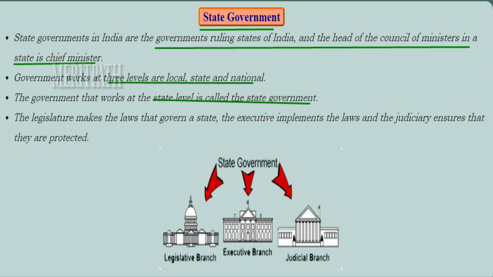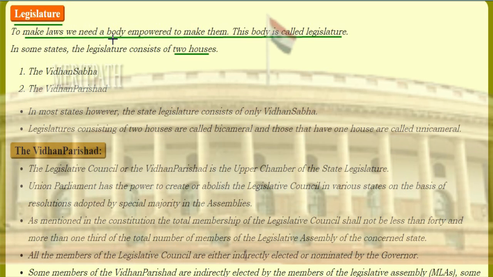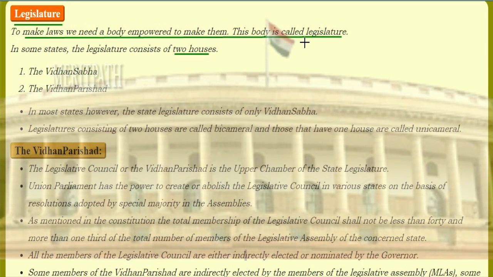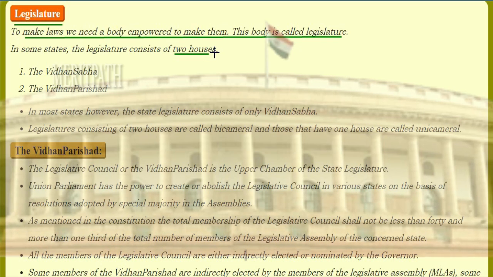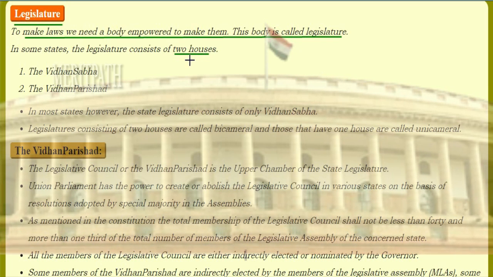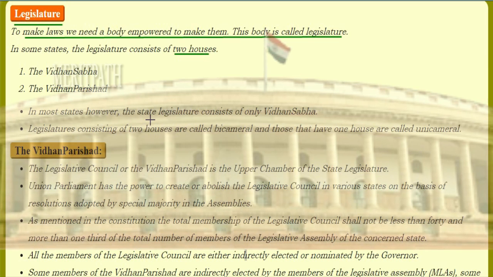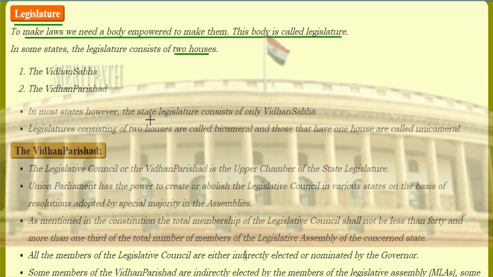So the state government is divided into legislative, executive and judiciary. Next, let's see about the legislature. To make the laws for a state, we need a body empowered to make them. We need good, educated people who have knowledge and who can make laws for a state. This body is known as the legislature.